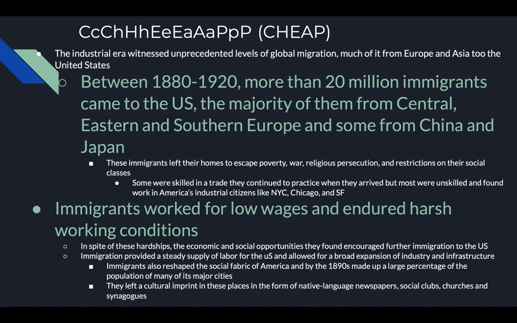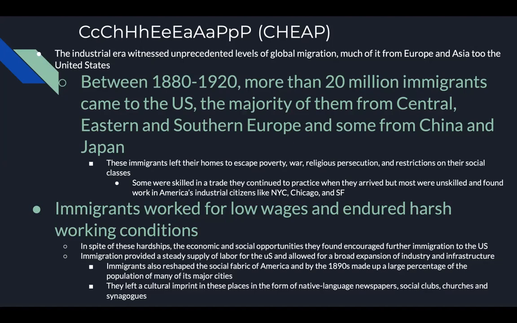Some were skilled in a trade and continued that practice when they arrived, but most were unskilled and found work in America's industrial cities like New York, Chicago, San Francisco. Immigrants worked for low wages and endured harsh working conditions. If they didn't know the language, it was kind of easy to show them what they needed to do and whip them into shape when they didn't. In spite of these hardships, the economic and social opportunities they found encouraged further immigration to the United States.